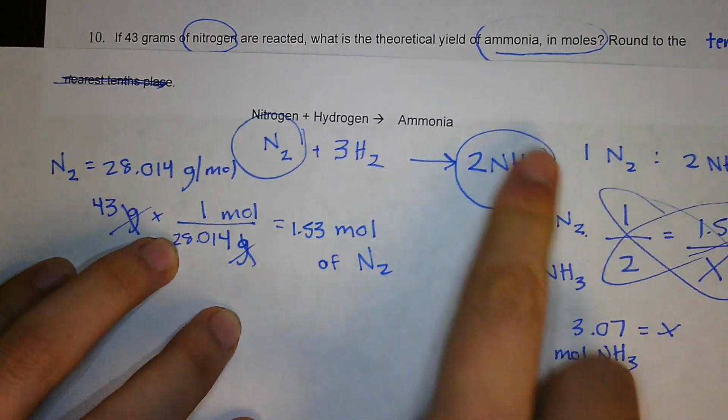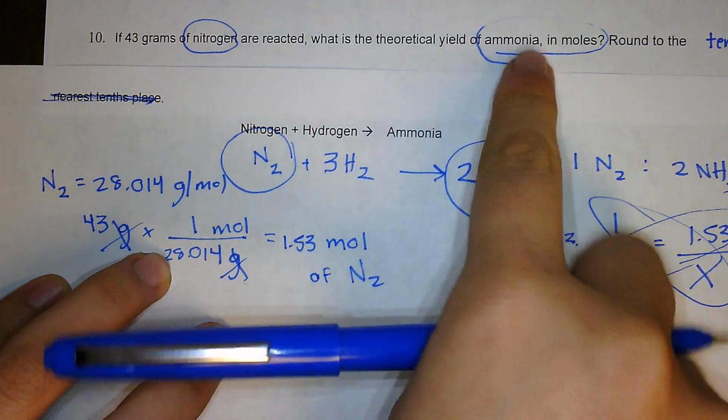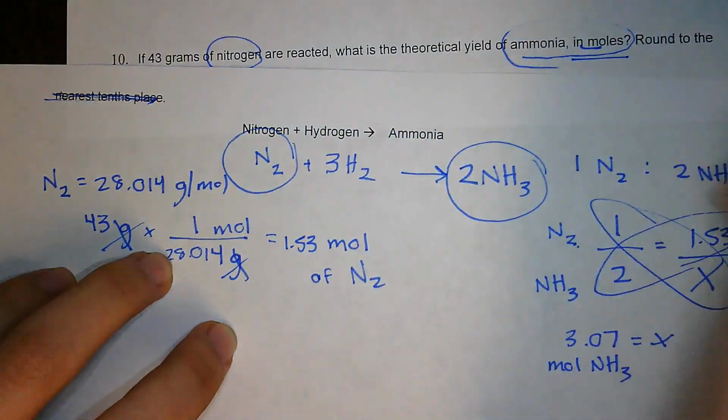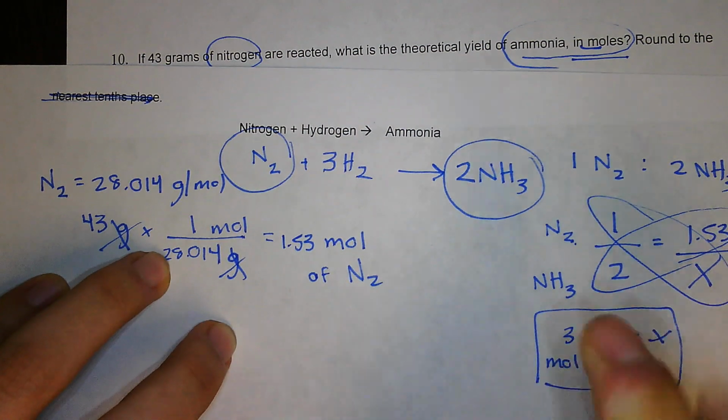Now I have to look at my answer. What unit does it want? What is the theoretical yield of ammonia in moles? Yay! My answer is in moles. I don't have to do anything else, and I am done with this problem.